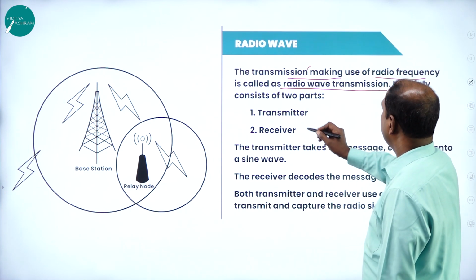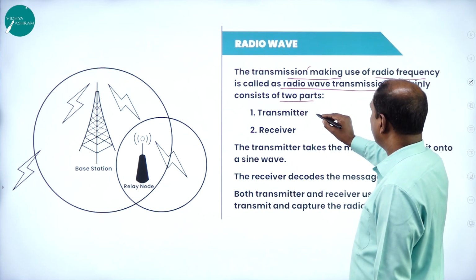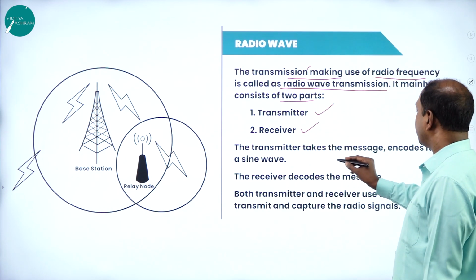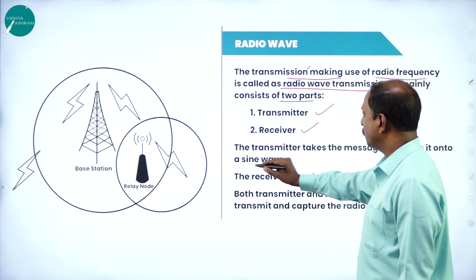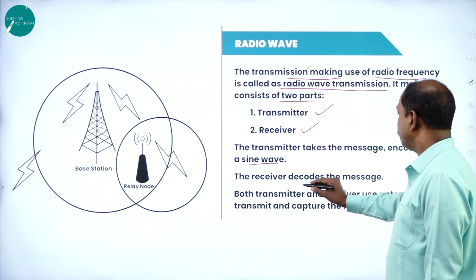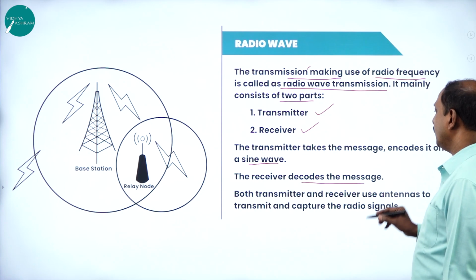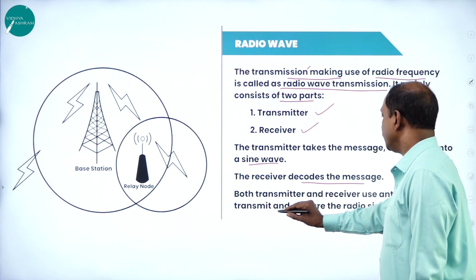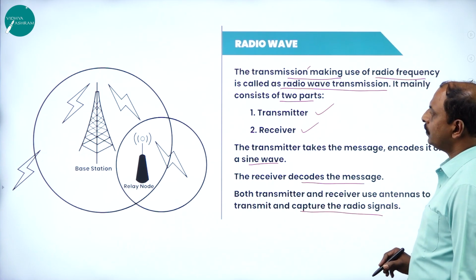Here it consists of two parts: one is transmitter and the other is receiver. The transmitter takes the messages and encodes onto the sine wave, and the receiver decodes the messages, and both transmitter and receiver use antenna to transmit and capture the radio signal.